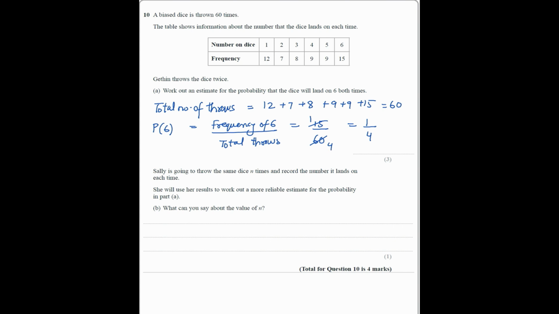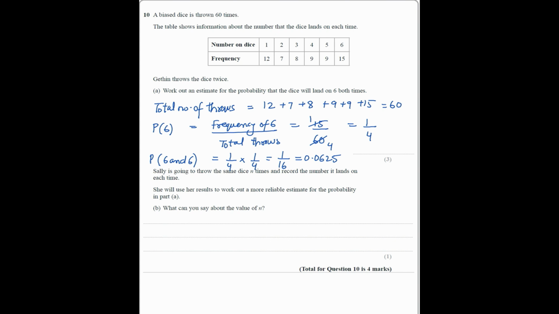Step 3. Since Geeta throws the dice twice, we multiply the probabilities together. So we have to find P of 6 and 6. That is equal to 1 over 4 times 1 over 4, which is 1 over 16. And 1 over 16 equals 0.0625. So the estimated probability that the dice lands on 6 both times is 1/16 or 0.0625.